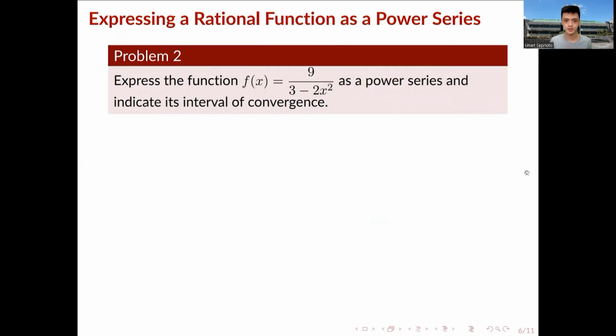So ngayon, you want to express yung function naman na 9 over 3 minus 2x squared as a power series and still find its interval of convergence. So again, dito parang familiar ulit, no? Parang geometric series ulit yung gagamitin with the form of the function.